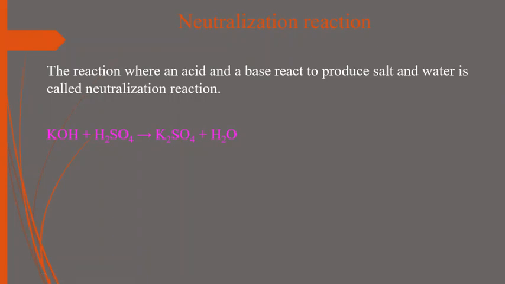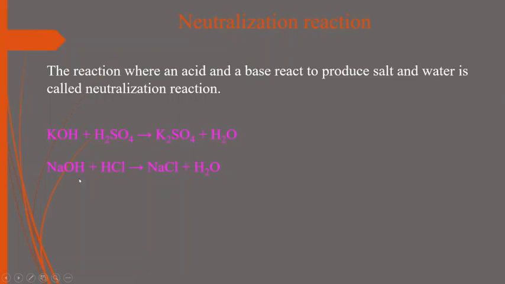Look here, sodium hydroxide and HCl. Sodium hydroxide is a base and HCl is an acid. When they react, they produce sodium chloride and water. Water is produced by the reaction of OH of base and hydrogen of acid, and the remaining part, sodium and chlorine, produce salt, sodium chloride.